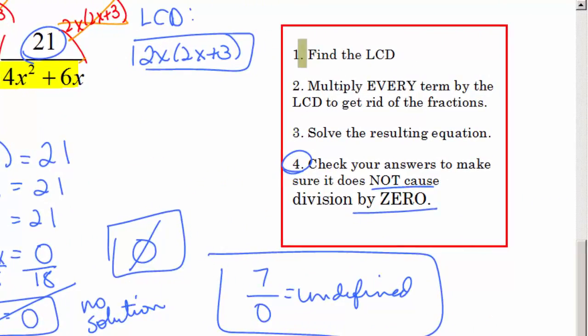So again, you find that LCD, multiply every term by the LCD to get rid of the fractions, solve the resulting equation, and check those answers. So we are not dividing by 0 because dividing by 0 is undefined.